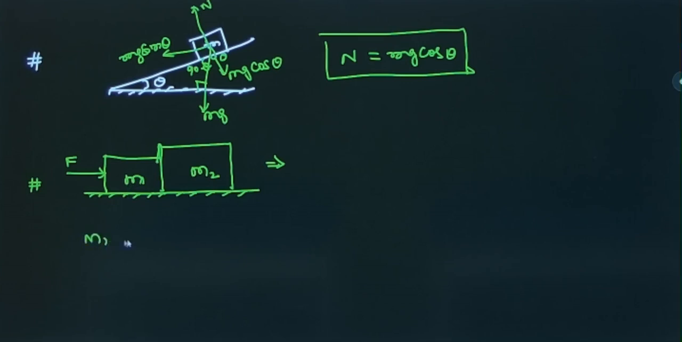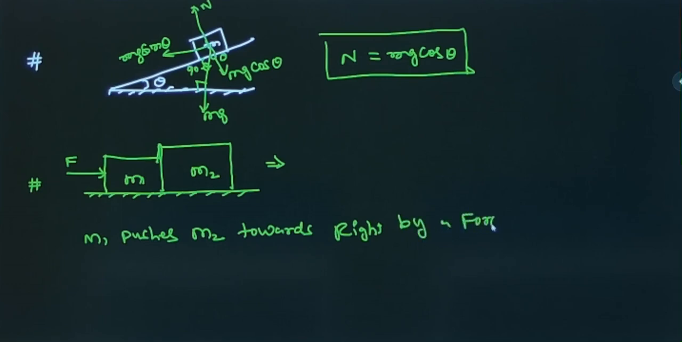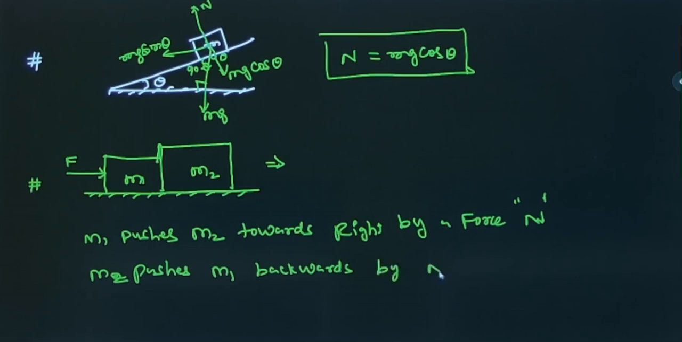M1 pushes M2 towards the right by a force, which is N. And M2 pushes M1 backwards, towards the left, by the same force N. This applies the normal force on this, and M2 applies the same normal force but in the opposite direction.